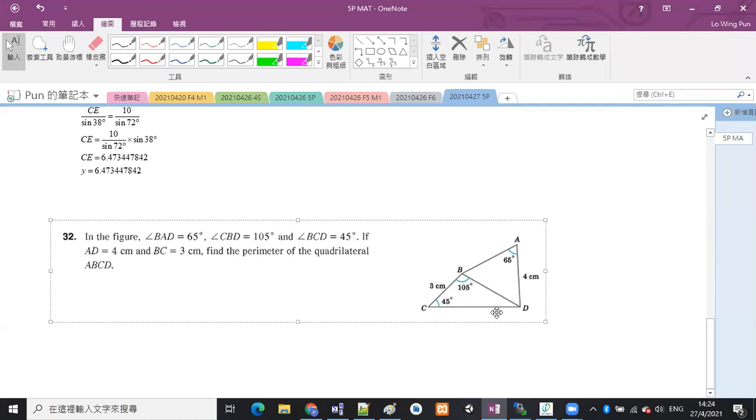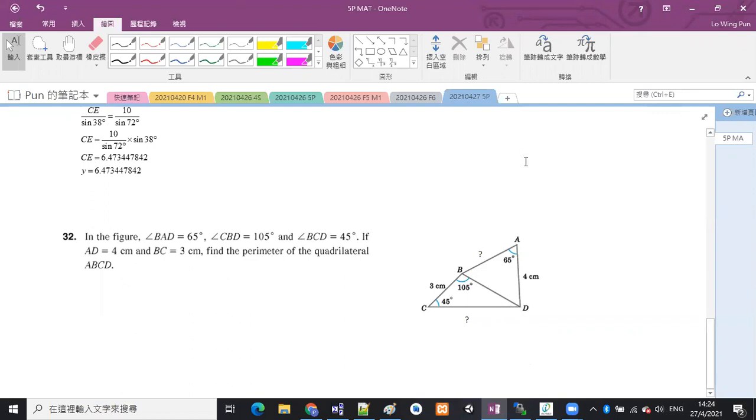ABCD. Okay, so what we really need to find is CD and AB, right? Okay, if we can find the length of AB and CD, then we just add them together and then add 3, add 4, and then altogether will be the perimeter of this ABCD. You get this? Okay, so let me see.